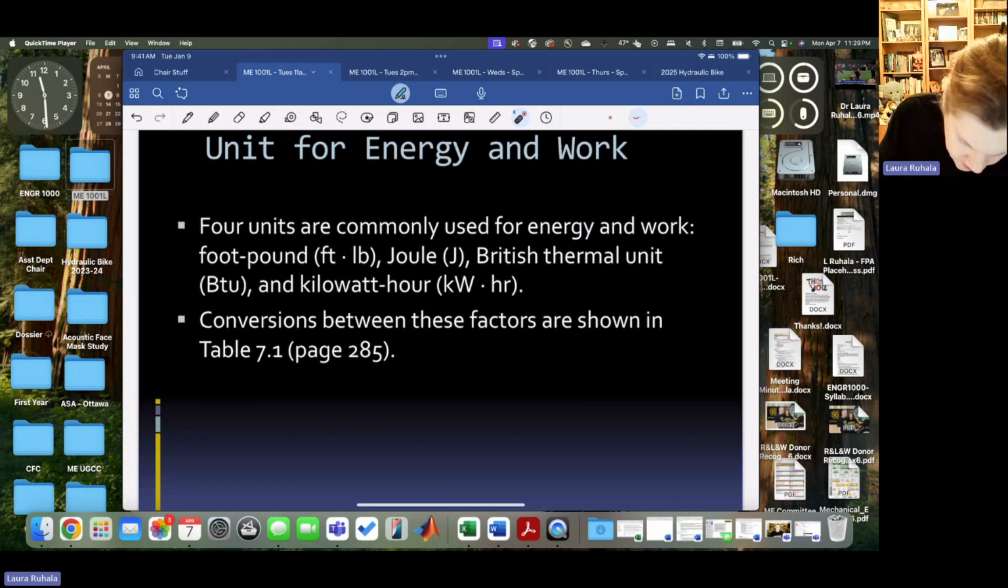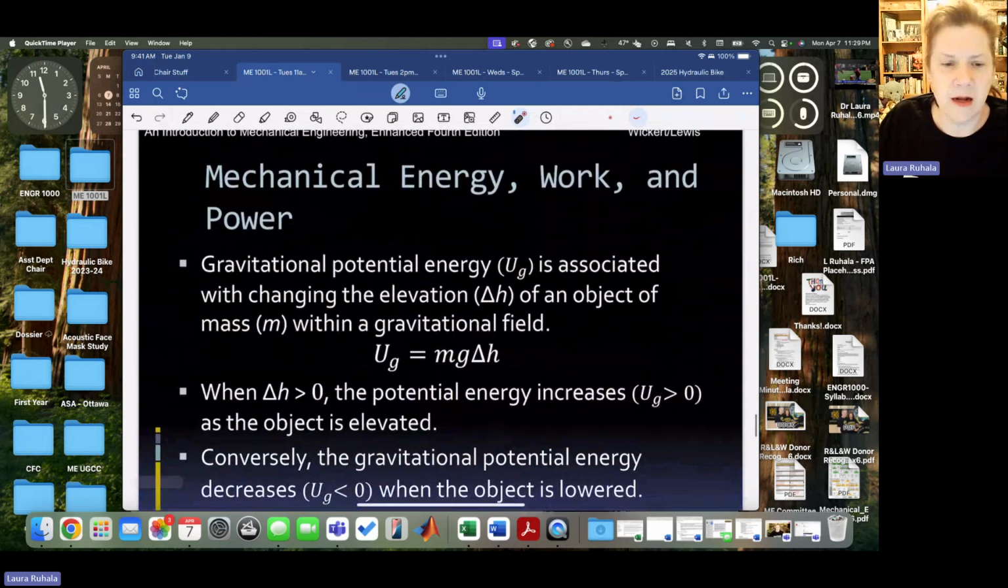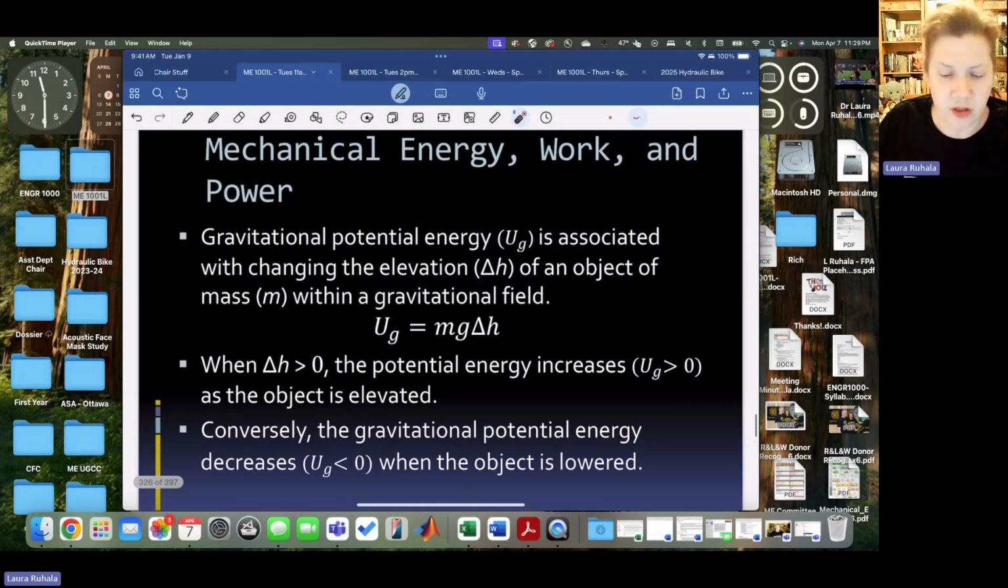You've got the foot-pound in the English system. You've got the joule in the metric. You've got the BTU, which we use in the English system, and then the kilowatt hour as well, which would be metric. Converting between these systems is in table 7.1 on page 285. Okay, so that was gravitational potential energy.